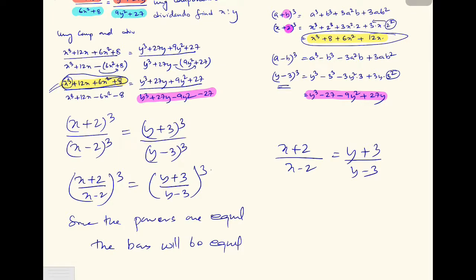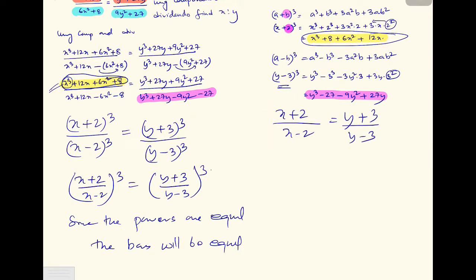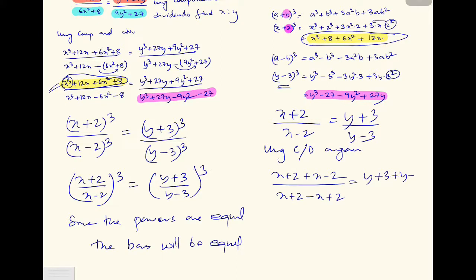So let's cross multiply. I get x plus 2, or let's not cross multiply. Let's use componendo and dividendo one more time. So okay, here I'll put it a little up. So using componendo and dividendo again, what do I get? Numerator plus denominator, numerator minus denominator, numerator plus denominator, numerator minus denominator.